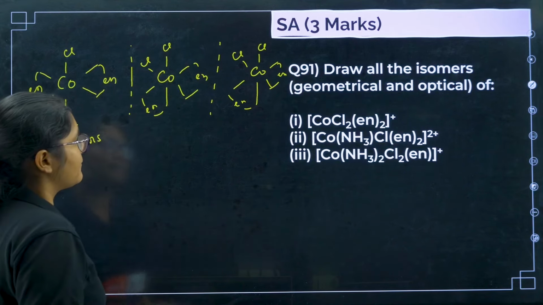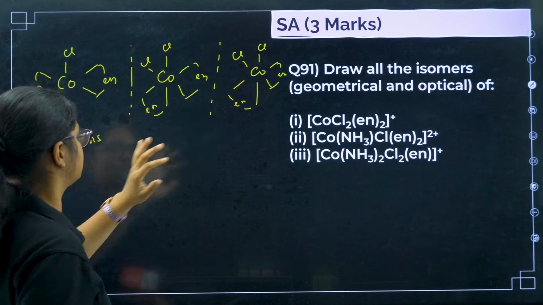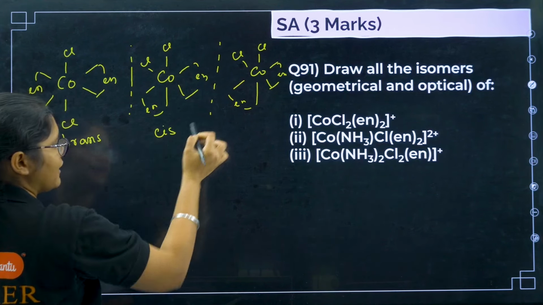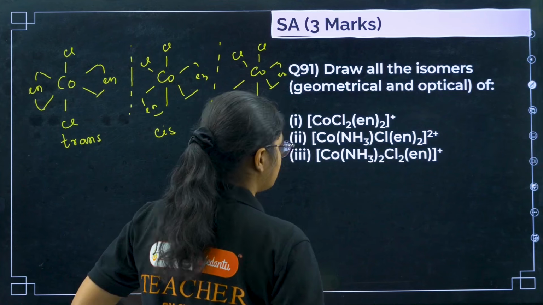Okay, now what will happen? This one cannot overlap on this one, right? So these are the optical, so this is cis. So the cis isomer will have optical isomers.